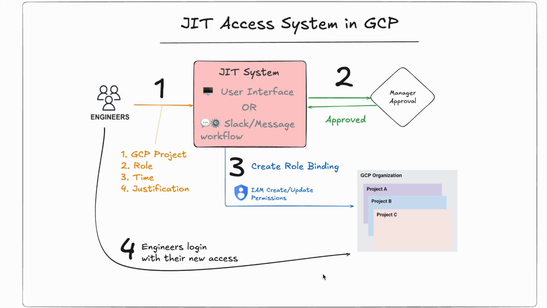Okay, so that's it for the demo, folks. We saw a quick and simple way to see how just-in-time access could be used for granting temporary automated cloud access in GCP. Hope you find this video helpful. If you're building secure access workflows in the cloud, definitely consider using JIT as part of your security toolkit.